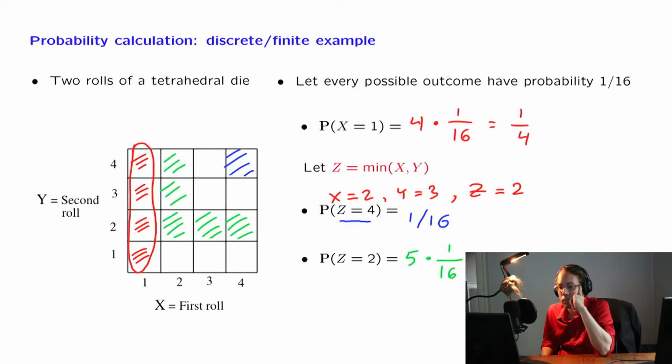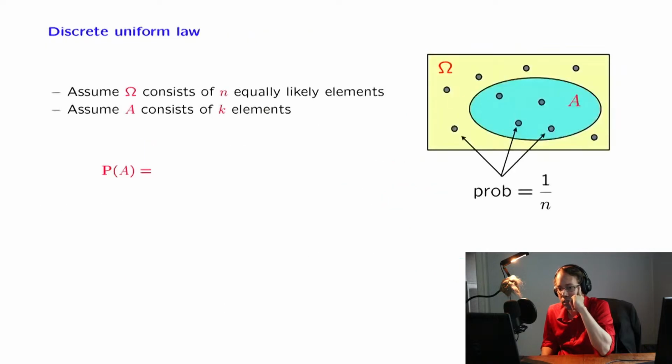This particular example that we saw here is a special case of what is called a discrete uniform law.